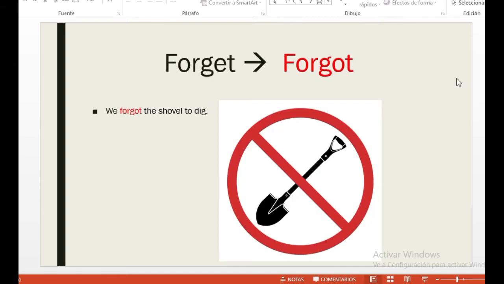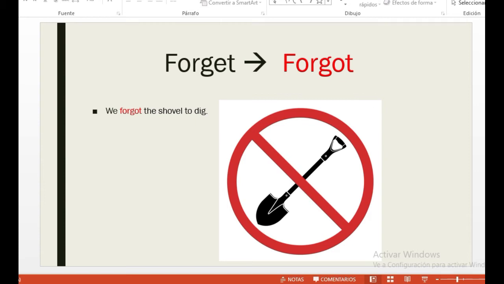Yes, now forget. Oh my God, I forget my watch because I'm not wearing a watch. So I forget about it. Or where are my glasses? Oh my God, where are my glasses? I forget my glasses. Oh look, I found my glasses. So forget is when you don't remember where something is. Okay, I forget that. And in past is forgot. Okay, forgot. We forgot the shovel to dig, so we have to use our hands. We forgot the shovel to dig.